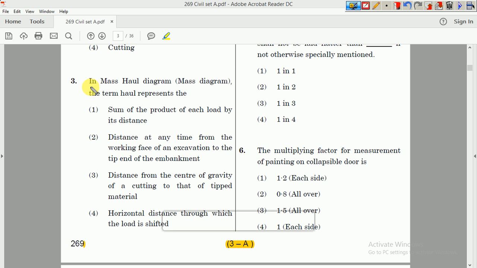The next question: in the mass Hall diagram, okay, in the mass diagram, the term Hall represents the sum of the product of each load by its distance. Okay, this is the right answer for this and a direct answer.